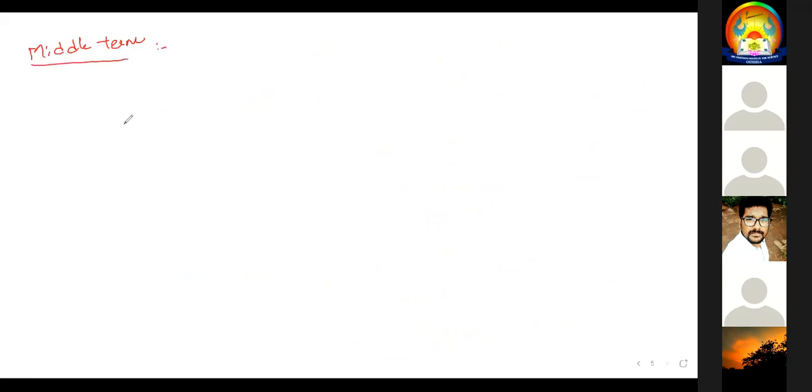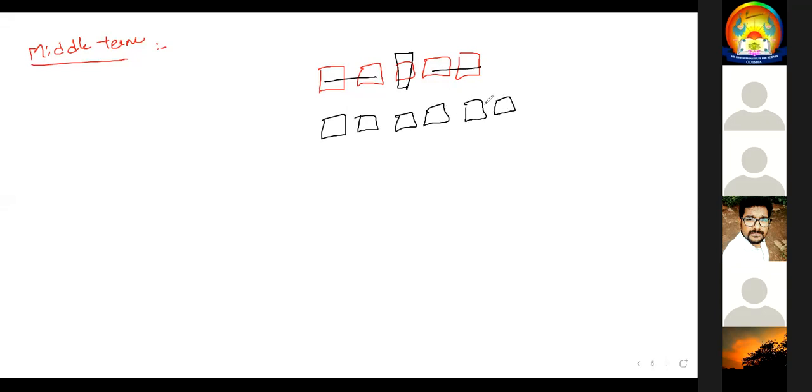Middle term. So remember, if 5 of my friends are sitting like this, then who is the middle member? We can say that he is the middle member. I remove 2 members on each side, that's it, this is the middle member. If 6 members are sitting, who is the middle member? Here we can't say a single middle member, so we have to say that these two are the middle members.